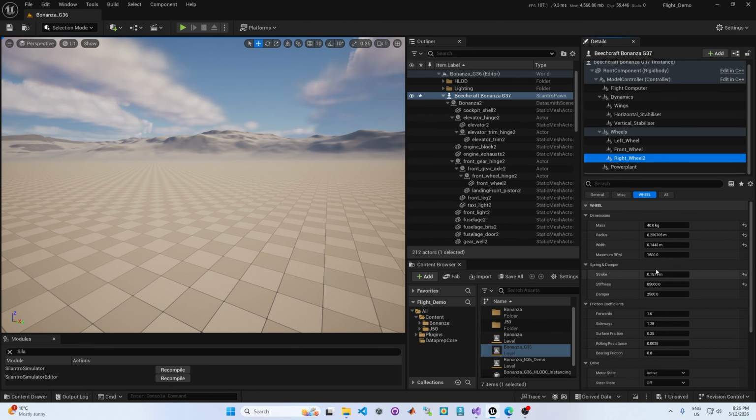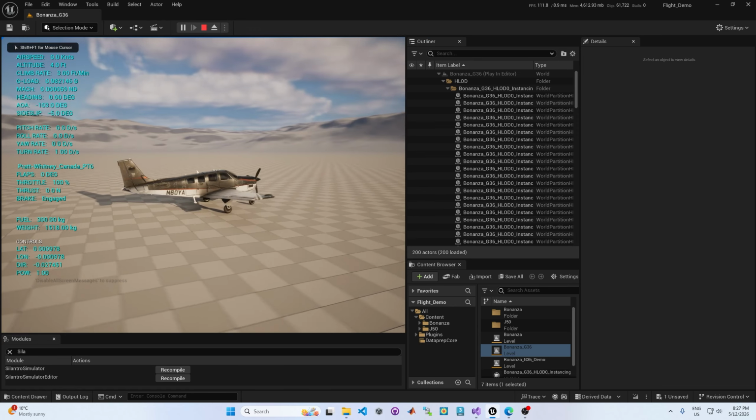The main things you have to set are in the dimensions, the spring and damper system. That's probably the most important, and for most applications you can probably leave the friction components unchanged. All right, I think that's it for this.